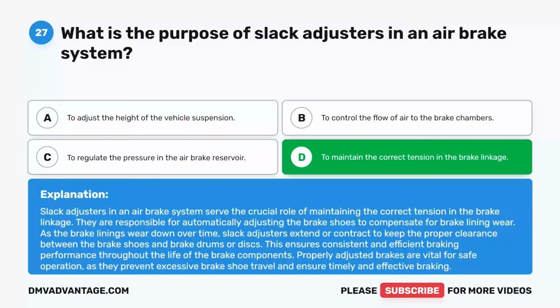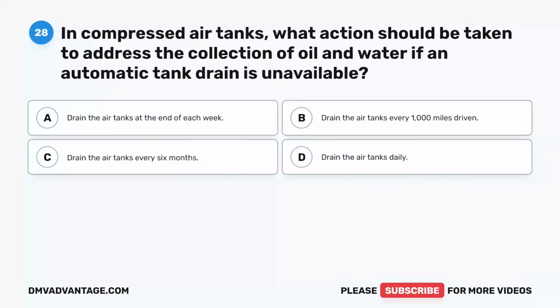Properly adjusted brakes are vital for safe operation, as they prevent excessive brake shoe travel and ensure timely and effective braking. Question 28. In compressed air tanks, what action should be taken to address the collection of oil and water if an automatic tank drain is unavailable?